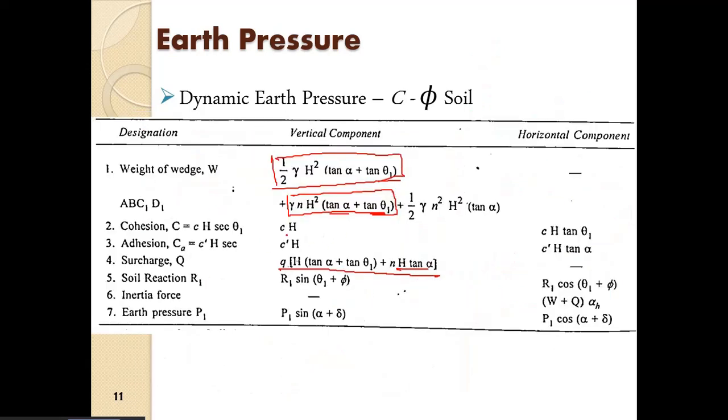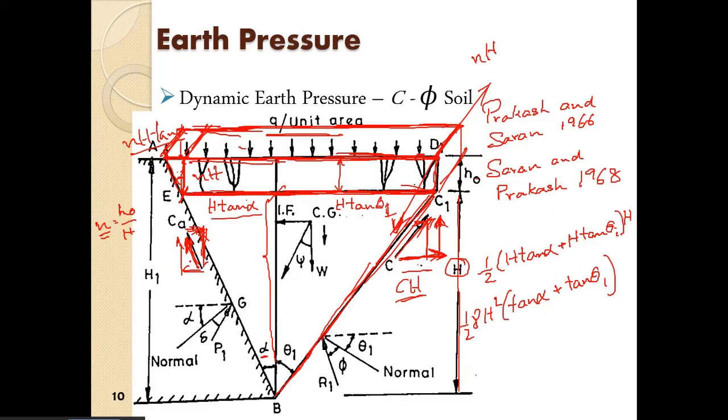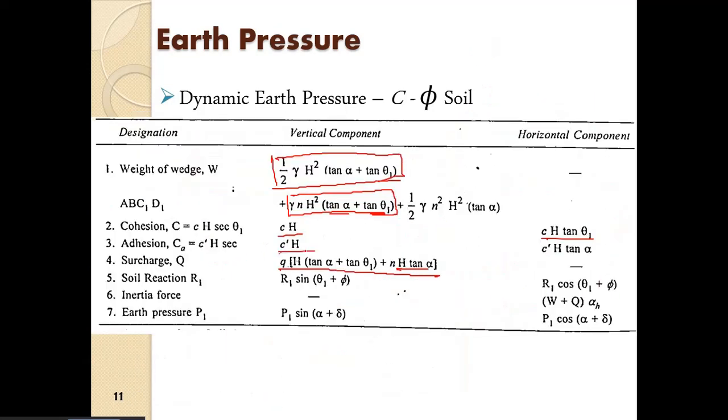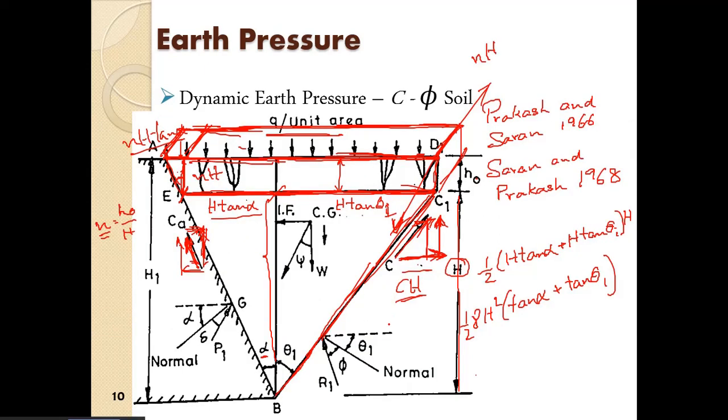So we have cohesion in this one. This is the cohesion here, and this is the horizontal component. Similarly, the adhesion component also. So this is the adhesion component, and we have the adhesion component in this direction. And similarly the soil reaction.